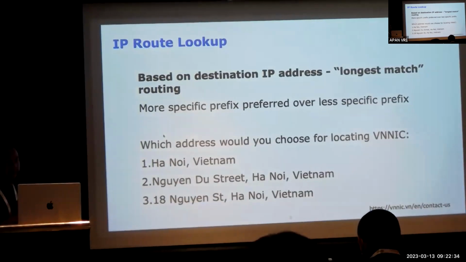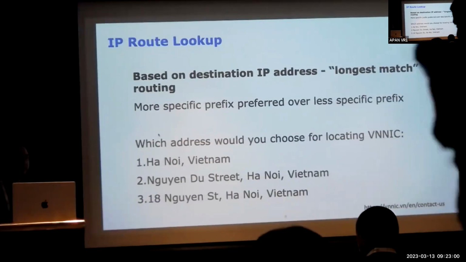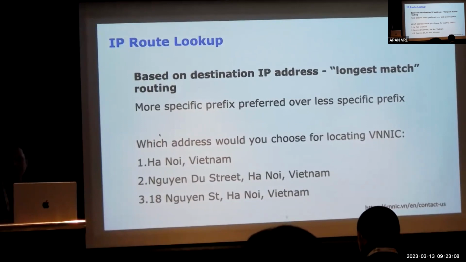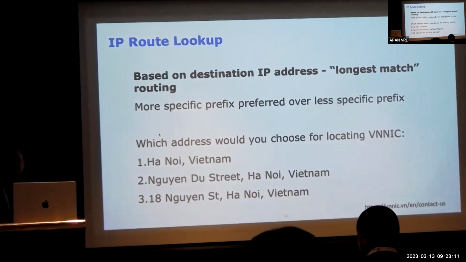So yeah, IP route lookup. Whenever a router has to do a route lookup for a particular destination on the internet, what we use is the longest prefix match. There is a concept that a more specific prefix is preferred over a less specific prefix. If you have a /22 and a /24 for the same route, the /24 would be the longest prefix, so the /24 prefix would always be preferred.